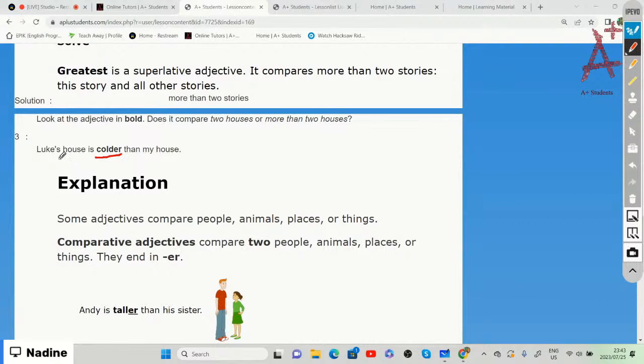All right, so within that sentence, we identified colder, right? In this case, we are comparing Luke's house to my house, right? Which means that two houses are being compared. And if two houses are being compared, then that is a comparative adjective, right? That is only comparing two places, which is two houses. And it also ends in er. So that is a comparative adjective that compares two houses.